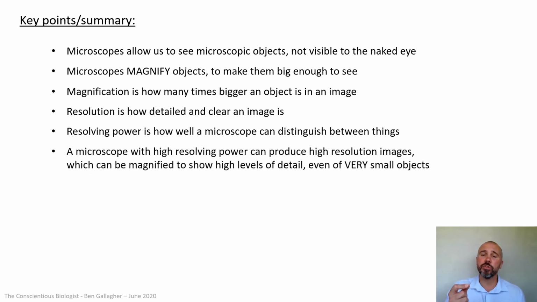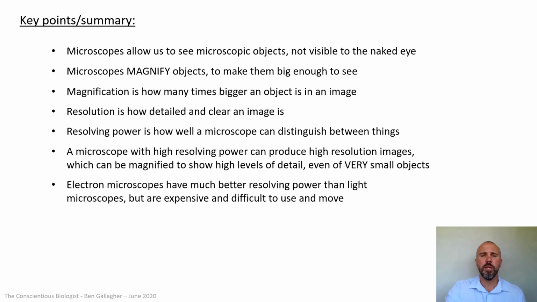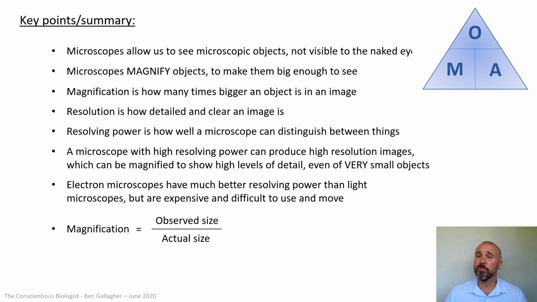Okay, so a microscope with high resolving power can produce high resolution images, which can be magnified to show high levels of detail, even in very, very small objects. You saw that in that mitochondria, which was only 2 micrometers long. Electron microscopes have much better resolving power than light microscopes, but they're really, really expensive, difficult to use and to move around. And lastly, you need to know that equation, that magnification is the observed size divided by actual size, and just try and remember the triangle so you can manipulate that equation.